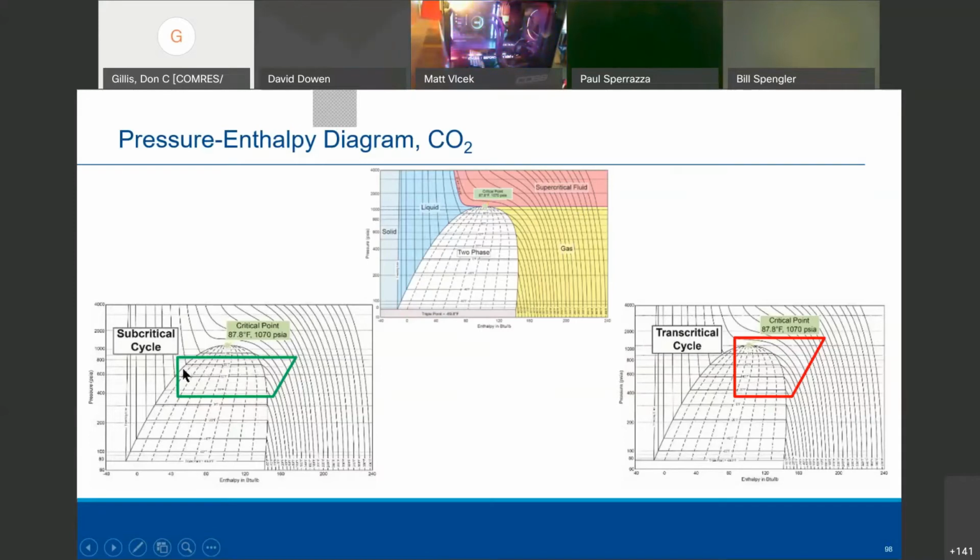As I said last week, this will be your bubble point over here on the liquid side, and this will be your dew point as you're leaving the two-phase area. This is just showing you above the 87.8. Now we're in PSIA again, 1070. We're pushed above that. This will be the transcritical cycle, okay? And this, again, is where we start to lose some efficiency.